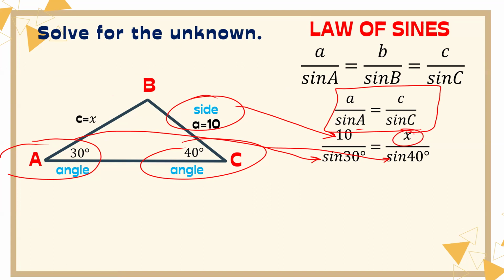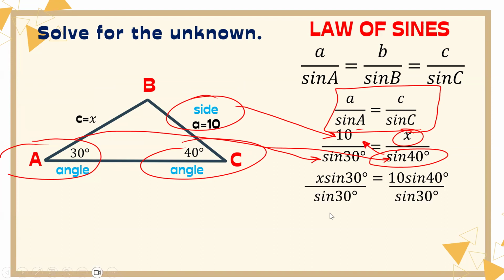Then we solve for the unknown variable x by isolating x, or transposing sine 40 to the other side. So solving for x, we have x sine 30 is equal to 10 sine 40. Then divide both sides by sine 30 so that we can cancel sine 30 on one side and leave x on the other side. Everybody, please get your calculators. What's 10 sine 40 over sine 30 degrees?